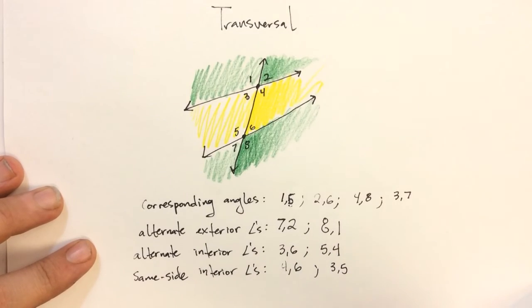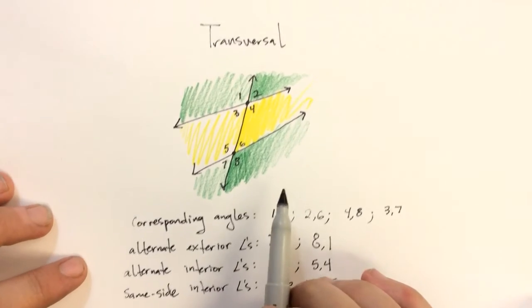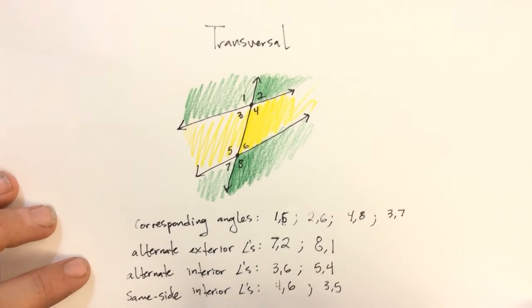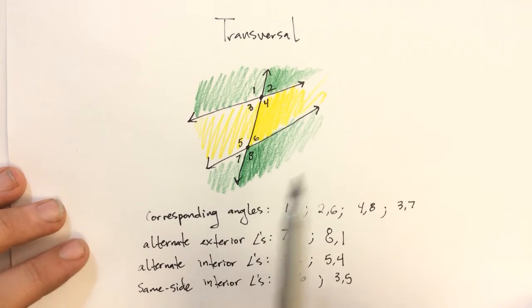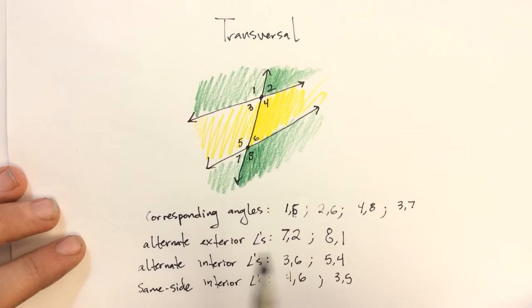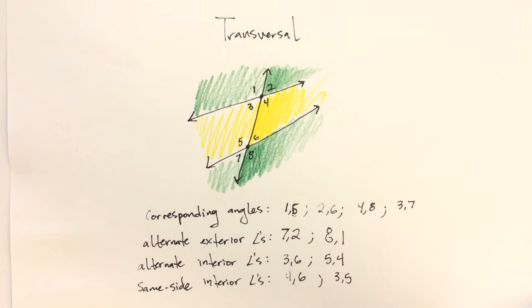Okay, so throughout this chapter, the main focus is going to be on transversals. So please familiarize yourself with these angle relationships and with what a transversal is. It's going to be really important moving forward that when I say corresponding angles, you know exactly what I'm talking about. And when I say alternate interior angles, you know exactly what I'm talking about.